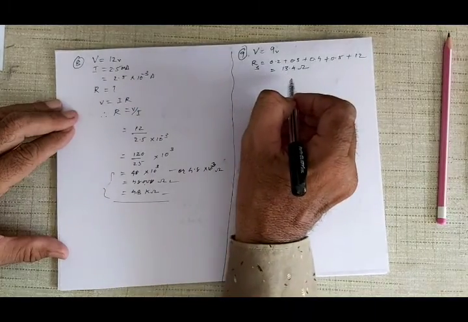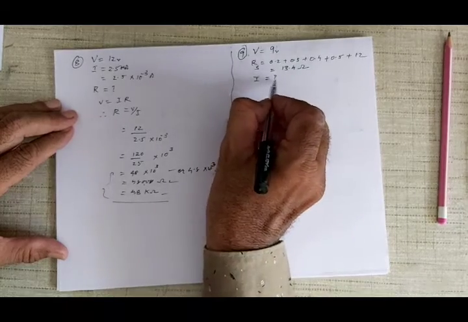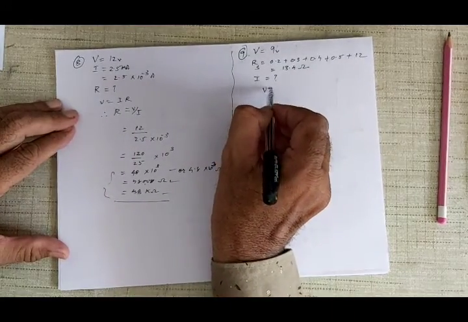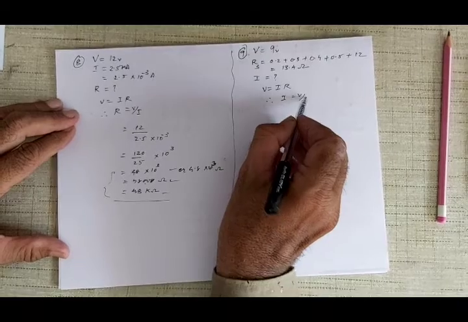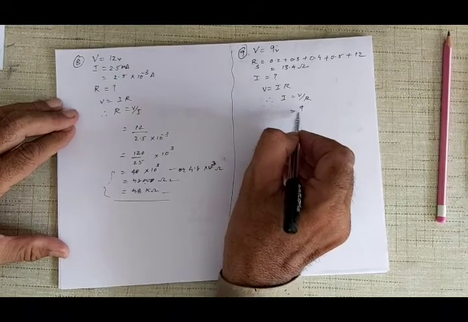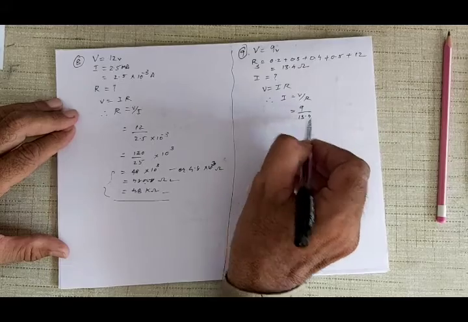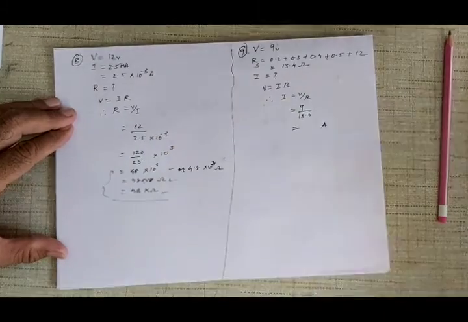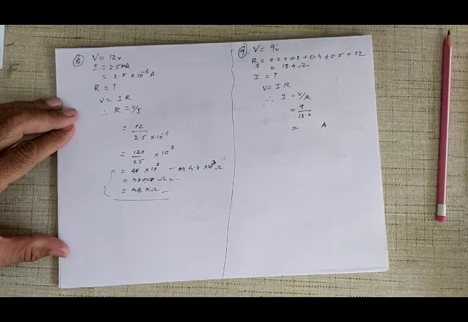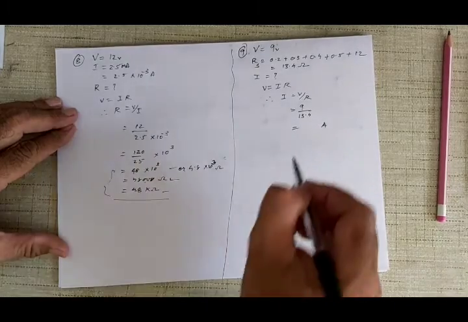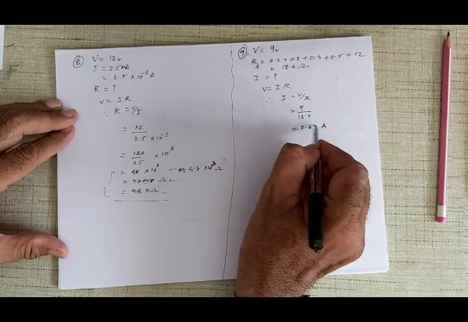You want to find how much current will flow through it, I. According to Ohm's law, V is equal to I into R. Therefore, I is equal to V upon R. How much is V? 9 volts. R is 13.4, and so many amperes. So let us divide 9 by 13.4, and that comes to 0.67164. Up to 2 decimal places, 0.67 amperes.